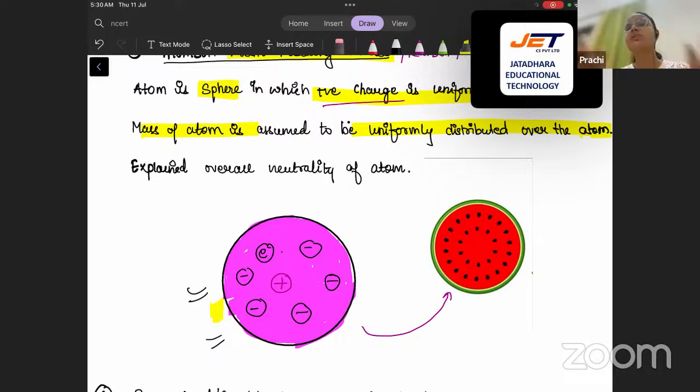With this, he was able to explain the overall neutrality of the atom. How was he able to explain that? Neutral means it does not have any overall positive or negative charge. What we have is an equal amount of positive and negative charge. Yes, this model explains that, right? Because he said we have the whole matrix, which is the positive charge, evenly distributed, and in that we have put the negative charge. Now that positive and negative will cancel out each other, and we have an overall atom which is neutral.